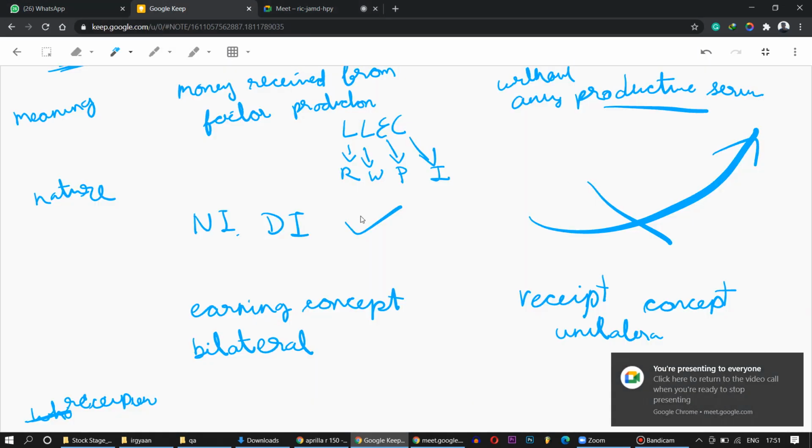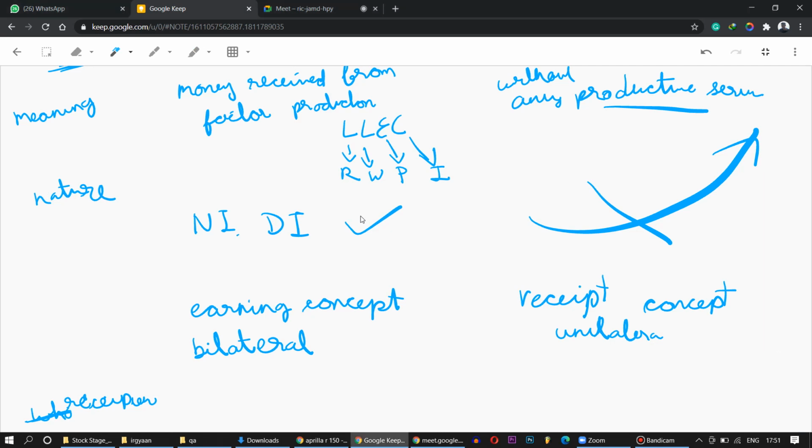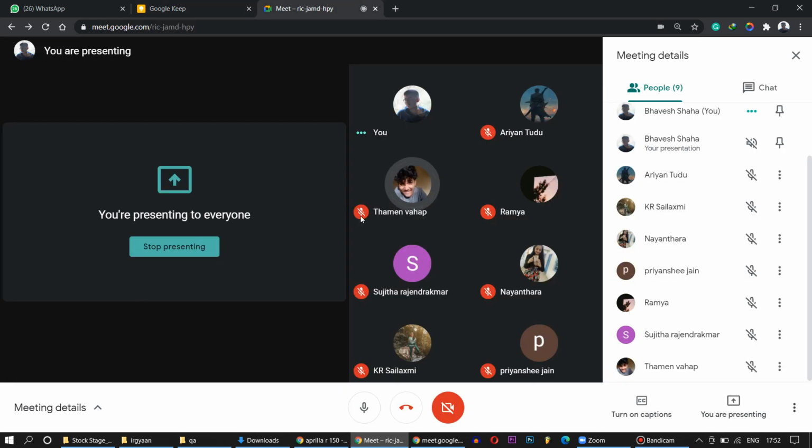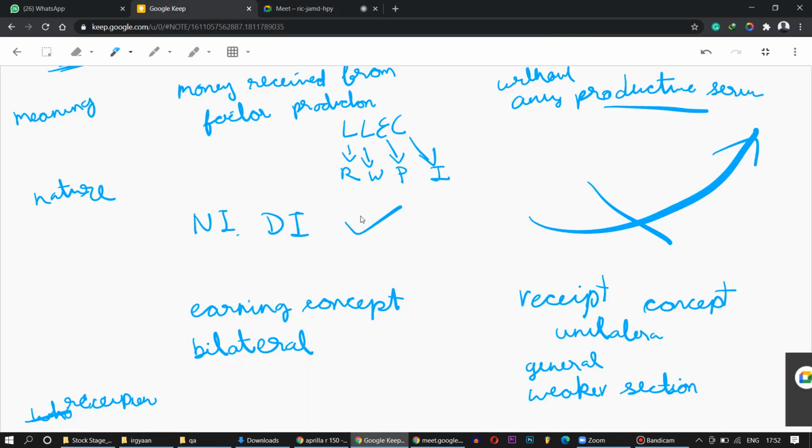Citizens. In this, citizens is good. The people receive. In what? Transfer or factor? Okay, what kind of citizens? Can you be more specific? Mainly the weaker section of the country. Generally, the weaker section receives transfer income.